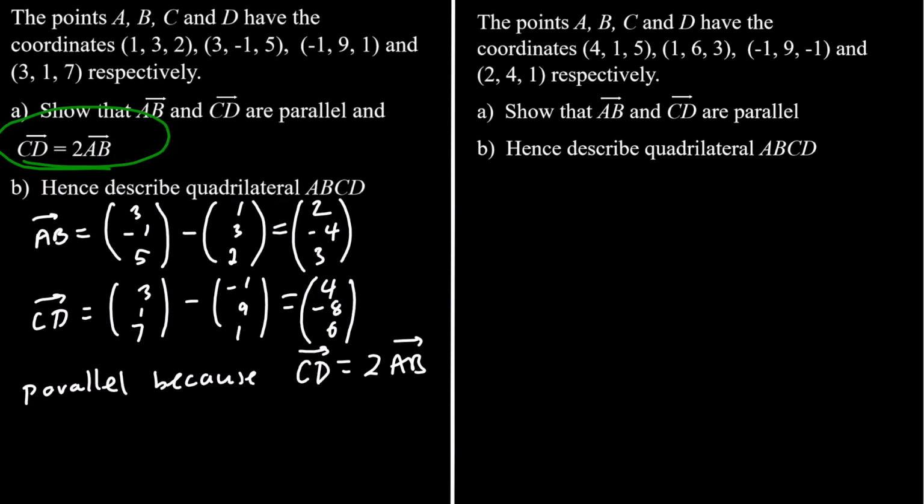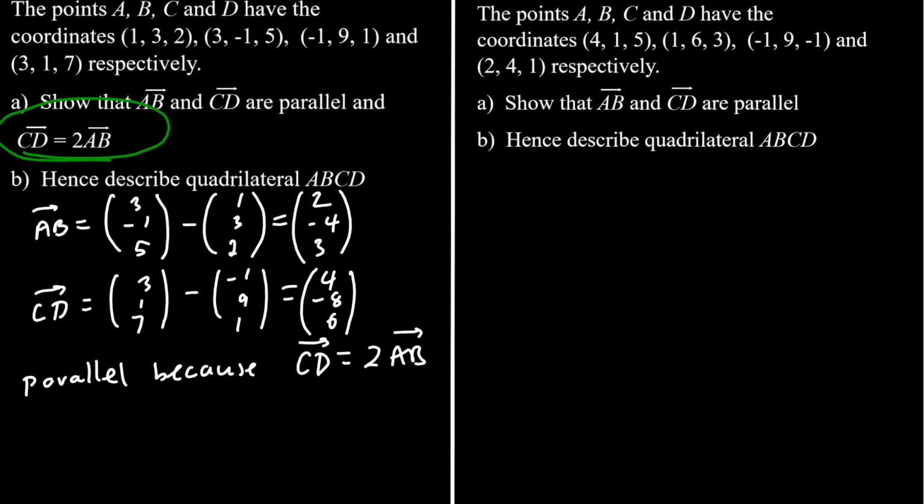Hence describe the quadrilateral ABCD. So we've got a set of parallel lines and one's twice the length of the other. So whenever we've got two uneven parallel lines, we have a trapezium. So it's a trapezium.